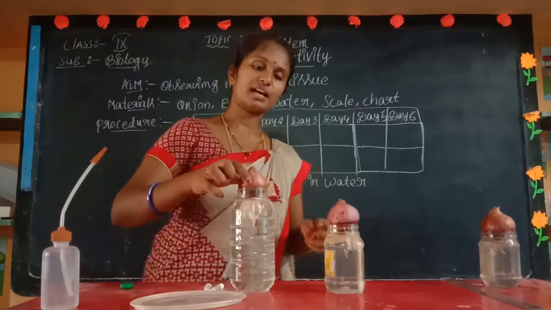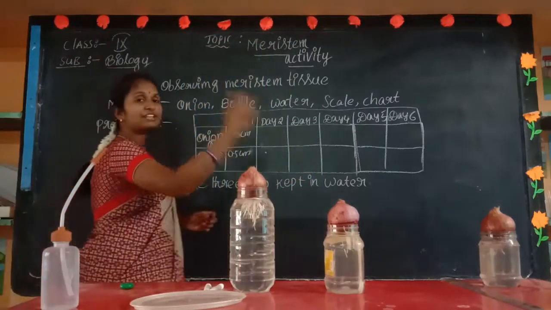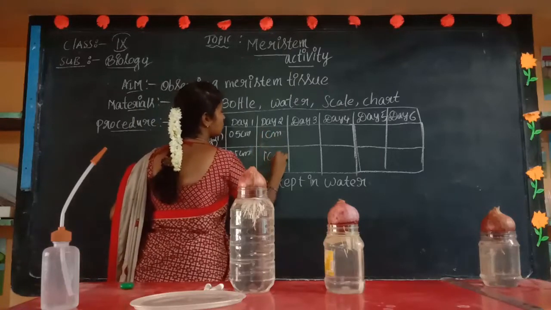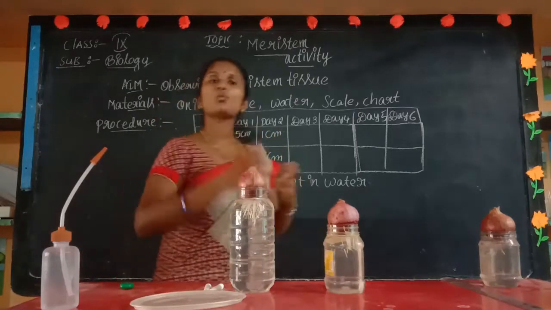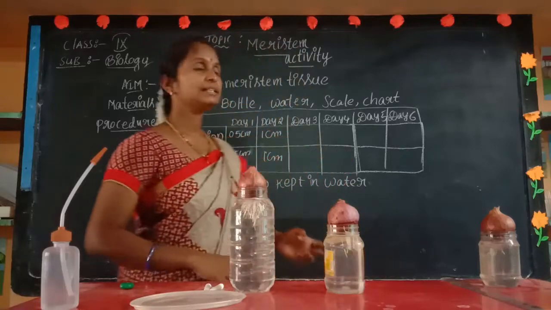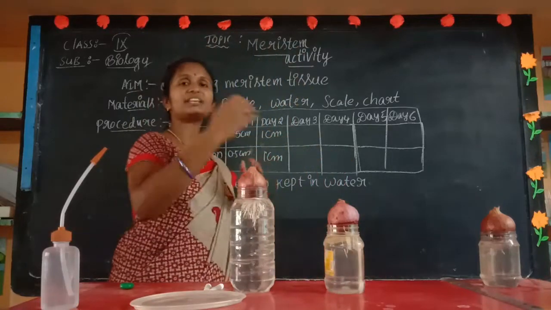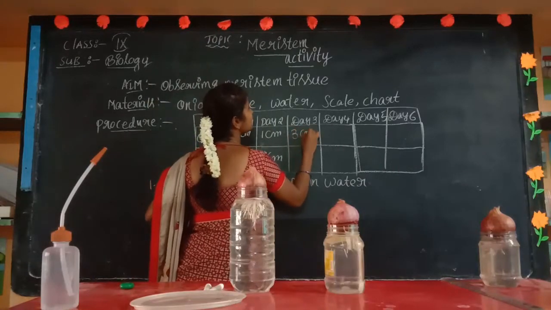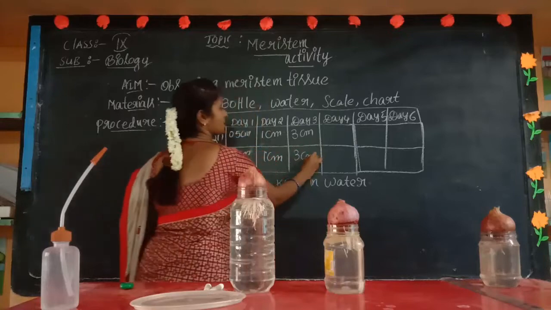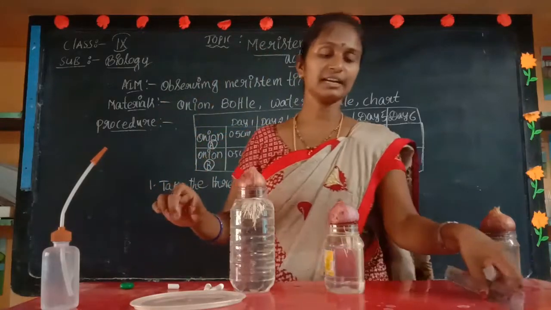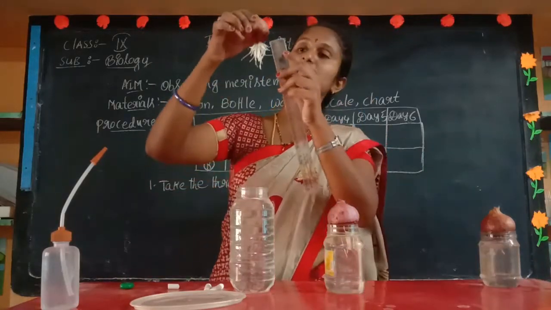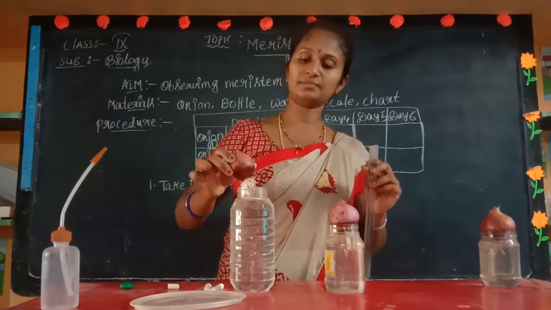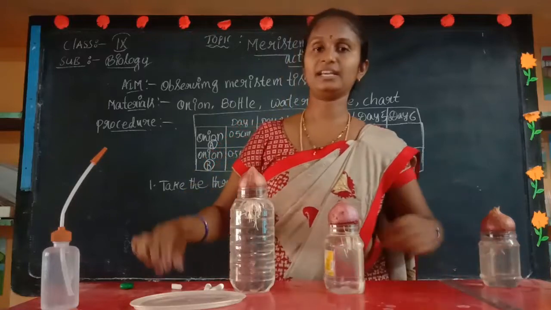Next, after day 2, I checked it: 1 centimeter. Both onions grew to 1 centimeter length. Like that I am checking day to day. On day 3, I checked it: 3 centimeters. How did I check it? I took the scale like this and measured it, half centimeter, 3 centimeters, like that.